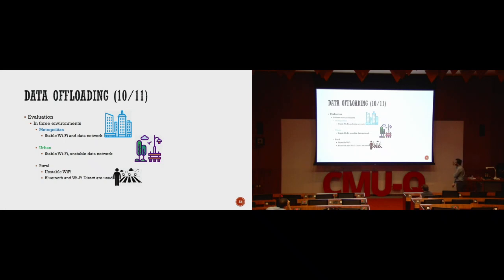We evaluate our developed system based on 3 environments: metropolitan, urban, and rural. Metropolitan is defined by stable Wi-Fi and a stable data network. So you have the luxury of always-on connectivity, rich people, and sophisticated devices. In the urban environment, you have stable Wi-Fi but an unstable data network. In the rural environment, everything is unstable, so you rely mostly on Bluetooth and Wi-Fi Direct. This is a one-on-one connection. So we take care of the underprivileged devices as well here at CMU.